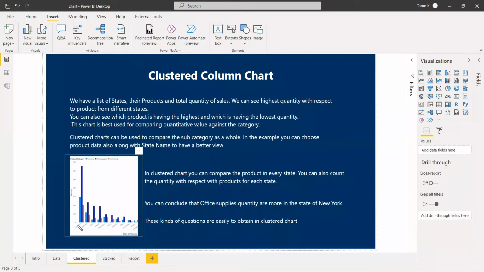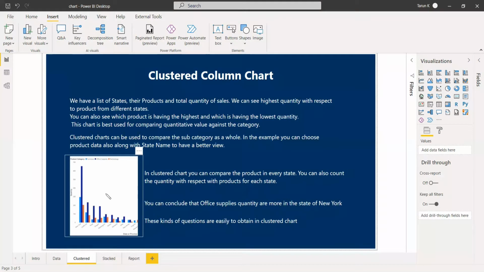So here we can see the highest quantity with respect to product from different states. With respect to New York state, you can see the highest product as office supplies. Same for all the states. You can also see which product is having the highest and which is having the lowest quantity. The highest quantity of product is this one, and the lowest is this one, technology.